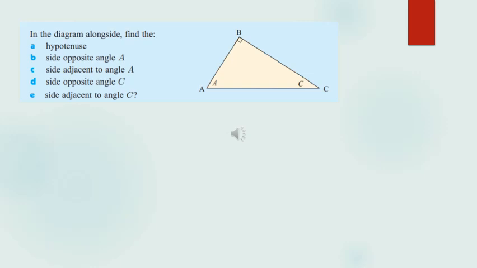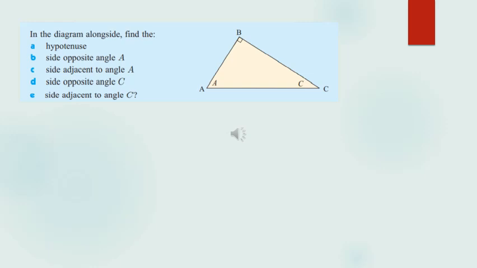Let's see this exercise. Find the side opposite to angle A. So angle A here has one opposite side. The opposite side to angle A is side BC. Why BC? Because BC is opposite to the angle.